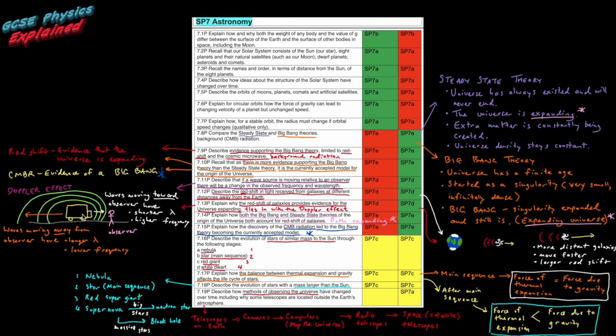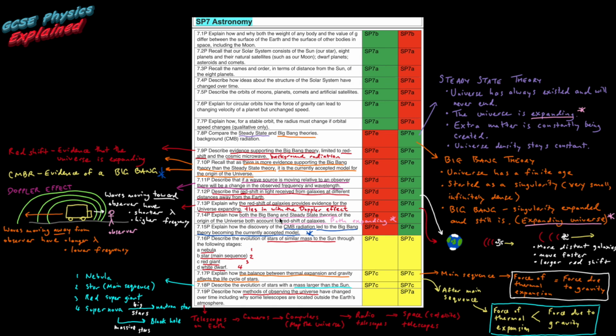So as the ambulance comes towards you, it sounds high pitched, and as the ambulance passes you, it would sound low pitched. And what we see is that the waves moving towards the observer have shorter wavelength and higher frequency, and the waves moving away from the observer have a longer wavelength and a lower frequency.